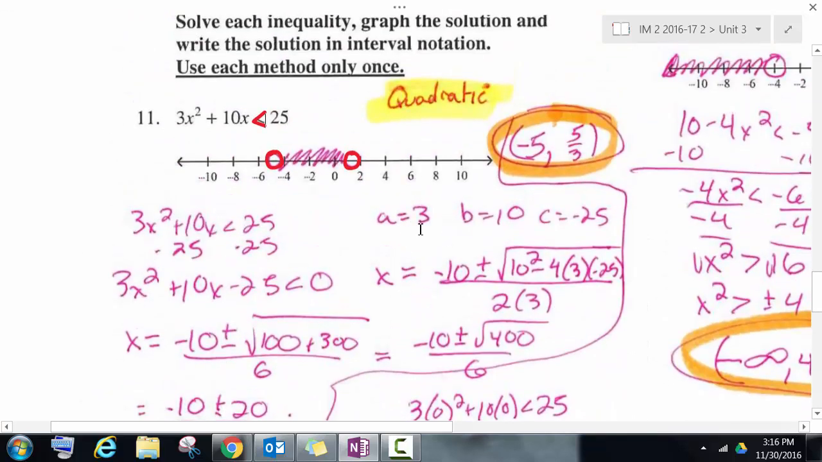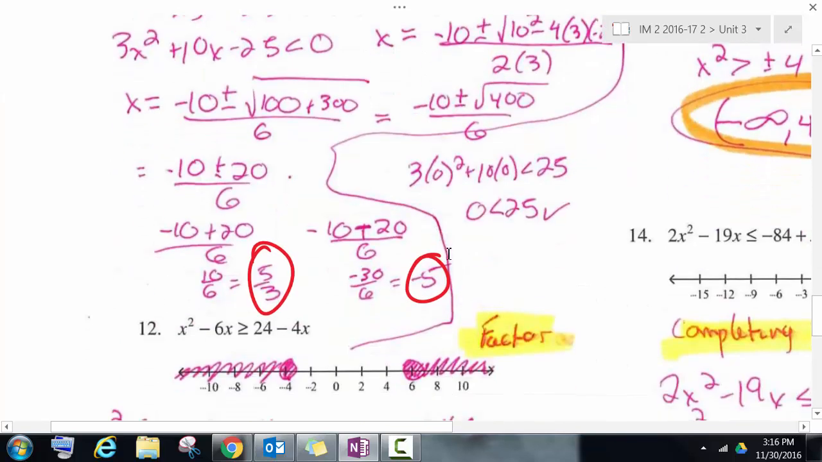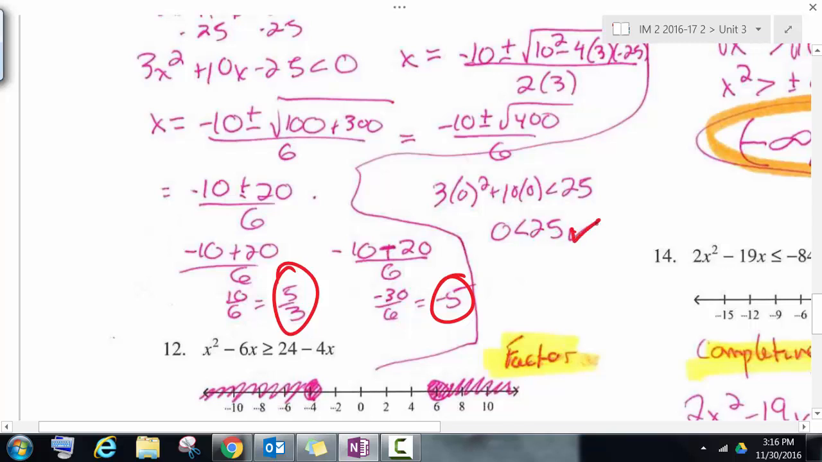What number is the easiest to plug in? 0. So I plug in 0. And I plugged it into my original inequality. So 3 times 0 squared plus 10 times 0, and I want to see if it's less than 25. Well, 0 squared is 0 times 3 is 0, plus 10 times 0, which is 0. So is 0 less than 25? Yep. So that means x equals 0 is a solution.